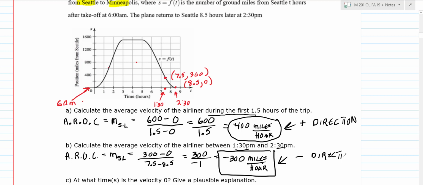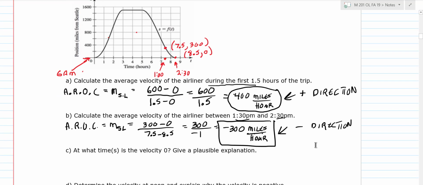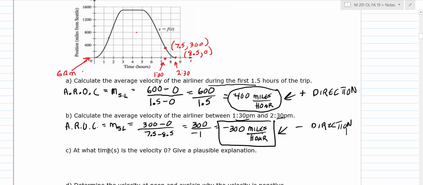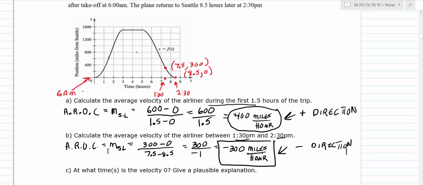All right, and I think that's what the next question is: we're going to look at when the velocity is equal to 0. So that's how you find average velocity. Now, when is the velocity 0? Well, that would be where there's no change in position over time. So when do you think the velocity would be 0? And remember, velocity is nothing more than the slope of a tangent line.